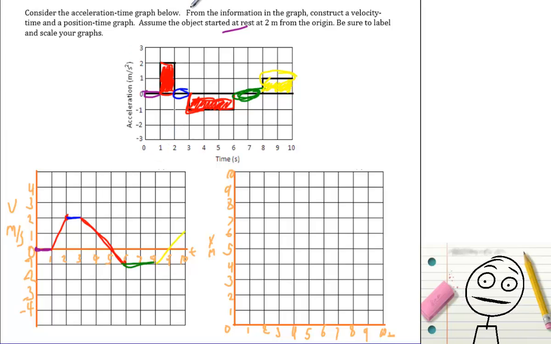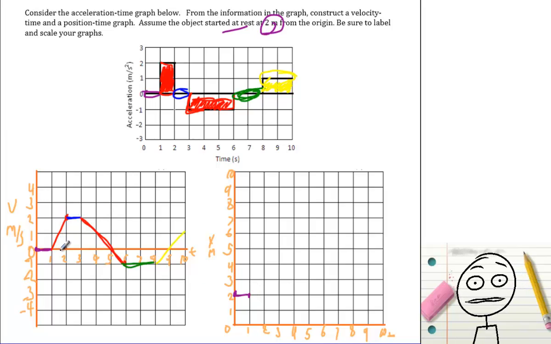Okay. This last part is just a little bit tricky, but it isn't bad. So we'll start with our first interval and pay attention to this right here. 2 meters from the origin, so I know I started right here, +2. And since my velocity is 0, my position doesn't change, right? Velocity is rate of change of position. So for the first second, I stay right there.